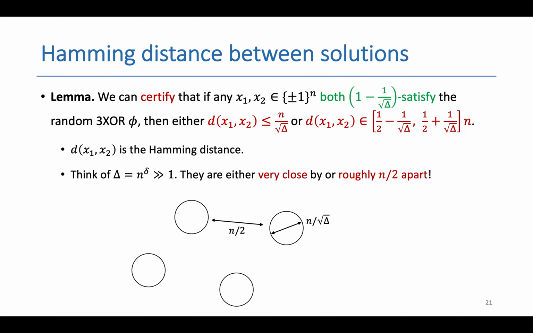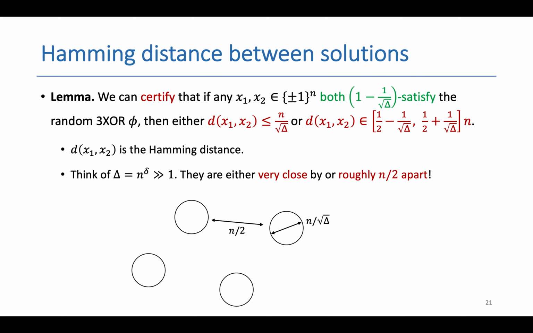Then we want to say that x1 and x2 are either very close in Hamming distance, which is they agree on almost all except 1 over square root delta fraction of the coordinates, or they're pretty far in Hamming distance. Namely, the Hamming distance is close to a half. It's like half plus minus 1 over square root delta. So if you think of delta as being something super constant, then it's basically saying that x1 and x2 are either very close or roughly half apart.